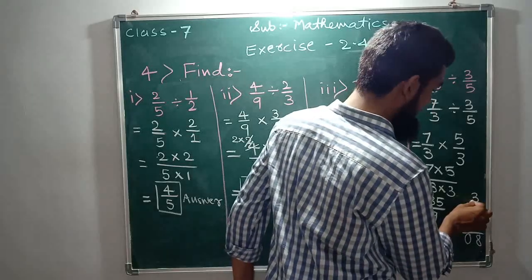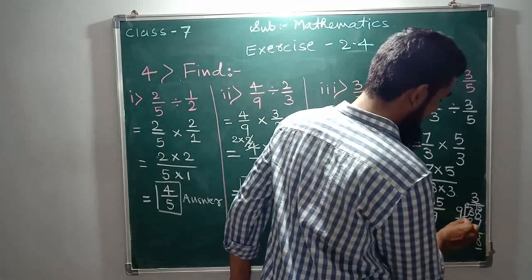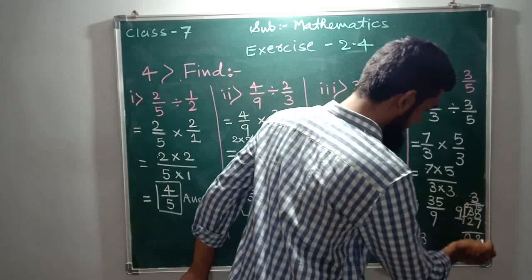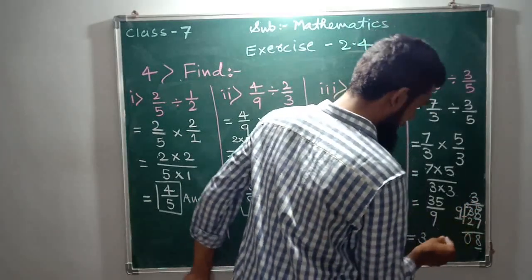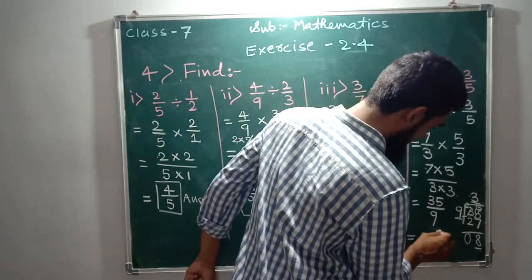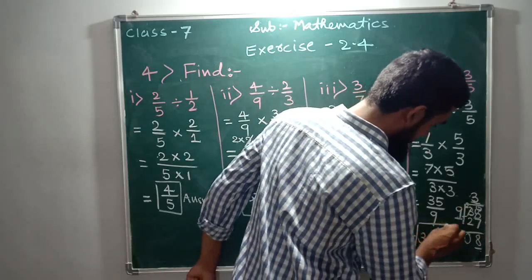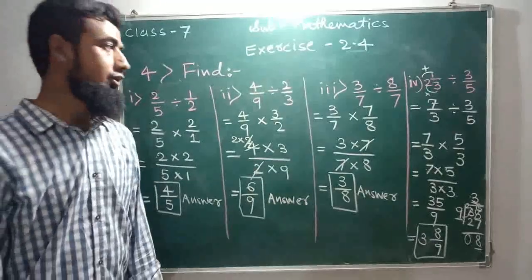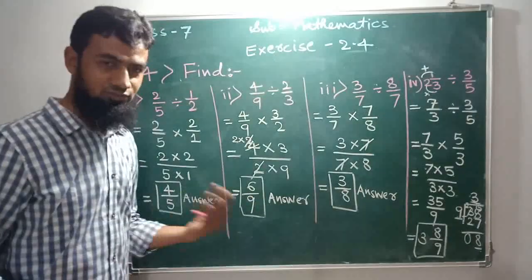So beta, what is answer? 3 integer 8 upon 9. This is a quotient. This is a remainder and this is a divisor. Okay. The 3 integer 8 upon 9. So beta, it is your answer. Okay. Beta, one mistake I have done here, but there is no mistake.